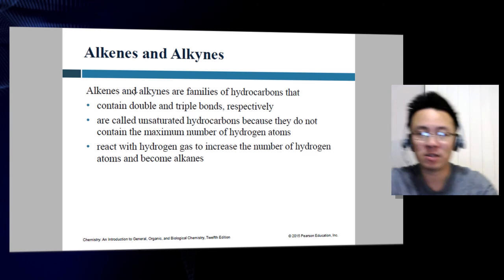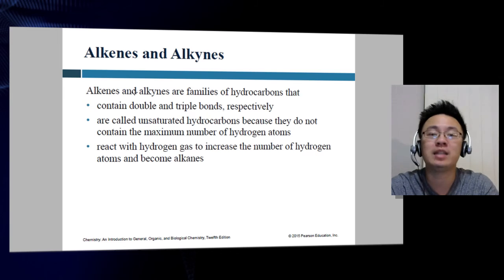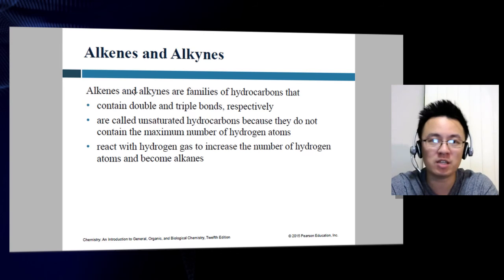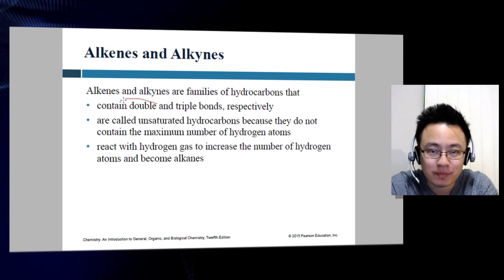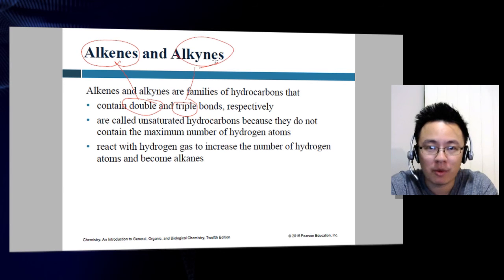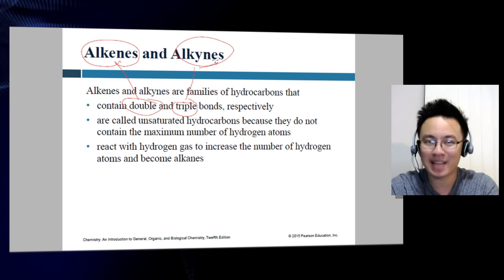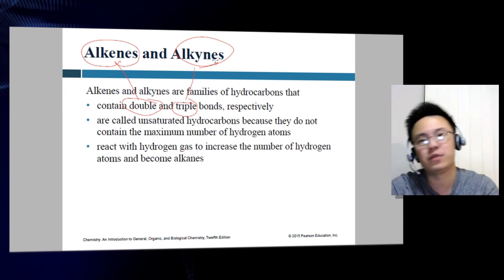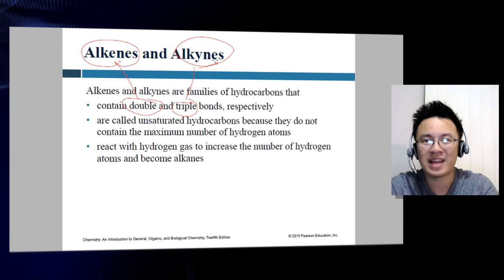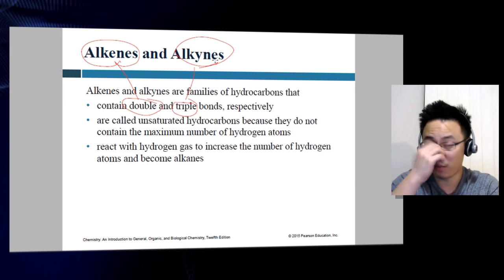Alkenes and alkynes are families of hydrocarbons that contain double and triple bonds, respectively. So once again, alkenes mean double, alkynes are triple bonds, and are called unsaturated hydrocarbons because guess what? We don't have 4 bonds in every carbon. One of those carbons, at least one of them, may have a double bond with something else.